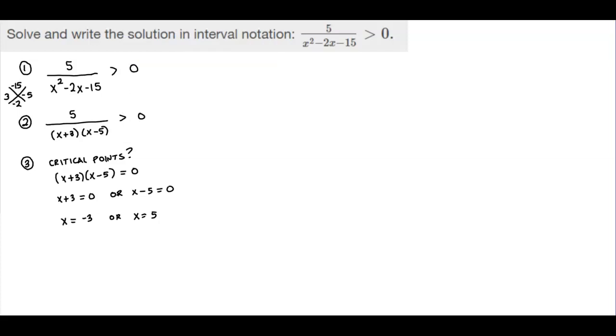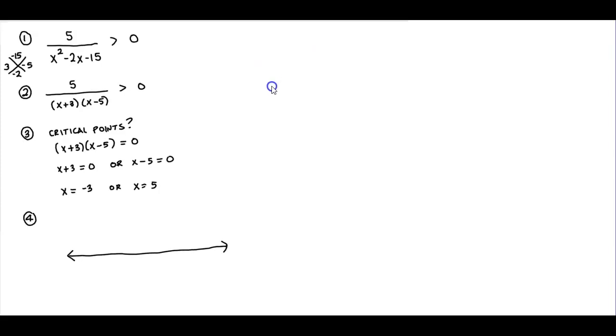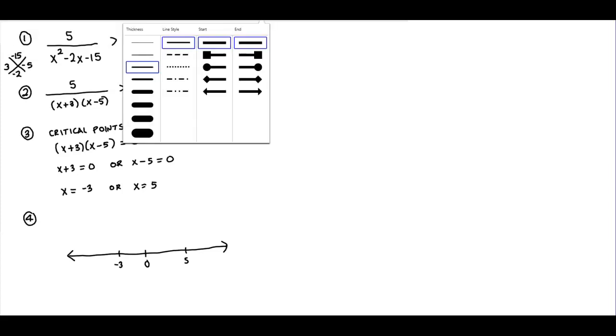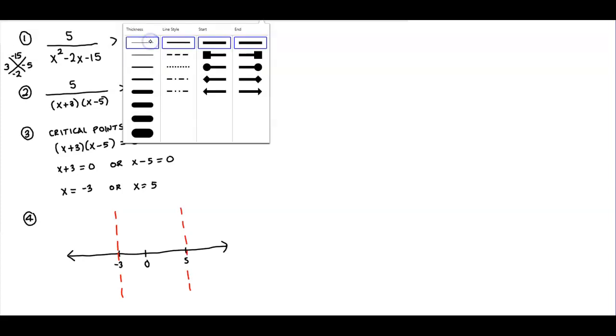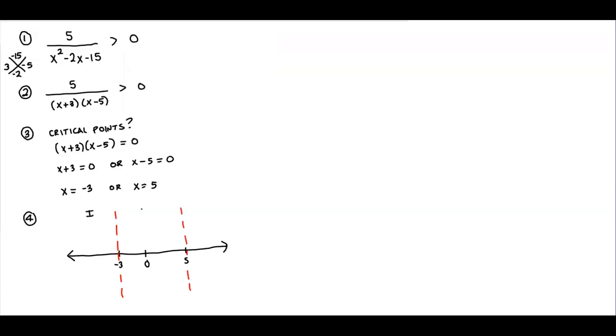Okay, so in step number 4, we have now created this interval. What does this interval tell us? Well, it tells us that we have two critical points. We have one at negative 3 and the other one is at 5. And then we're going to create our regions from that. We have these lines dividing through those critical points, and we know we have region 1, region 2, and then region 3.